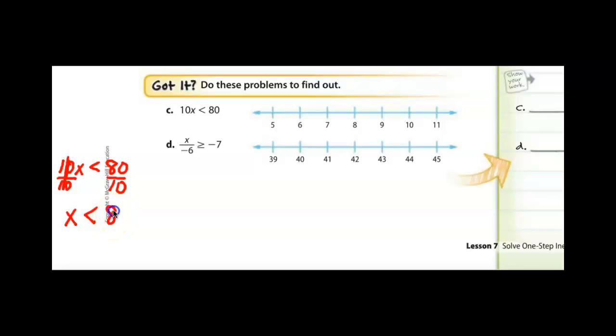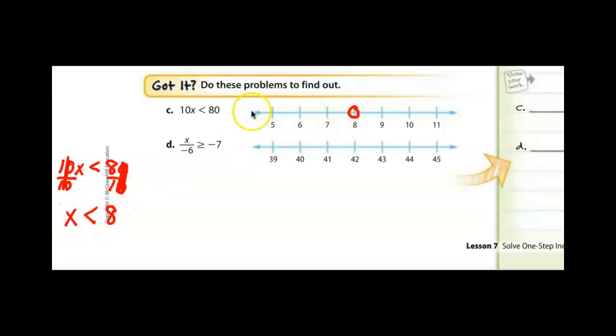Okay, that is actually 8, and you can actually cancel out the zeros here. 8 over 1 is 8. Is this going to be an open boundary point or a closed boundary point? Answer that for me, please. 8 is not a possible solution because it has to be less than 8. So it's going to be an open boundary point.